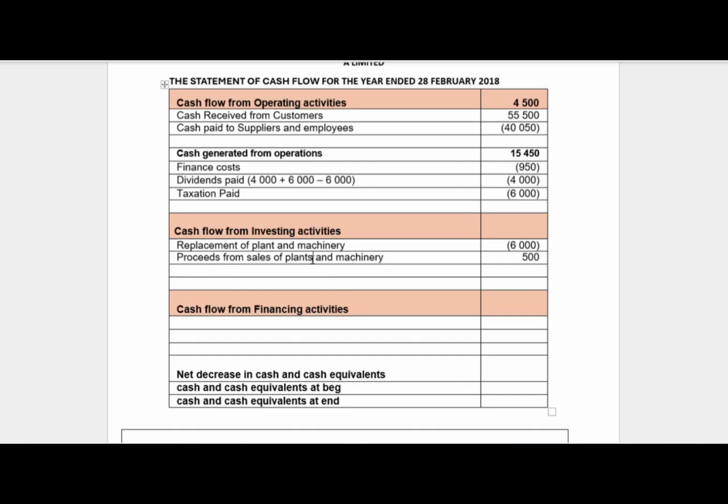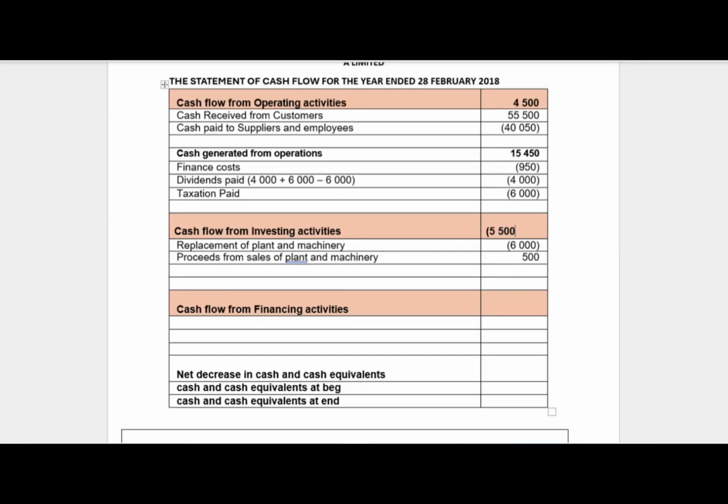We don't have any asset. It's just only machinery where we had to replace, to sell the old one and replace it with a new one. We are done, right? So now we have how much there? It's going to be negative 6,000 plus 500, which is going to give us an outflow of cash flow from investing activities of 5,000. Just put that on the calculator.